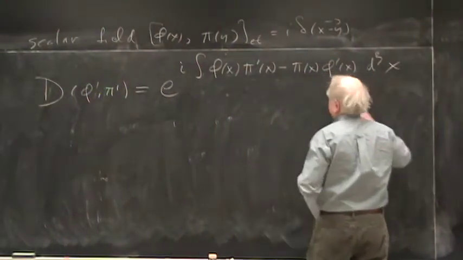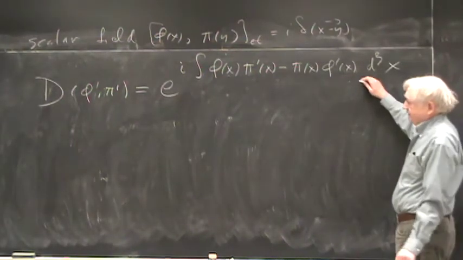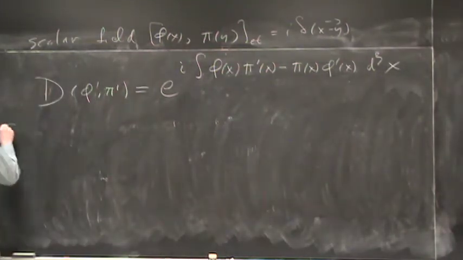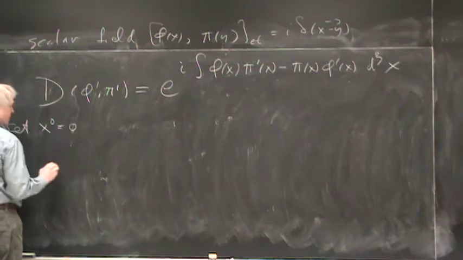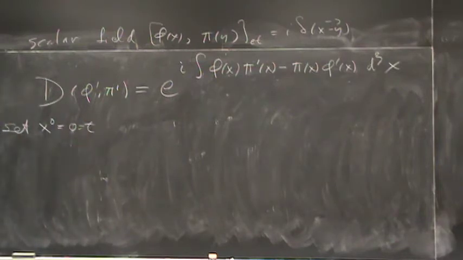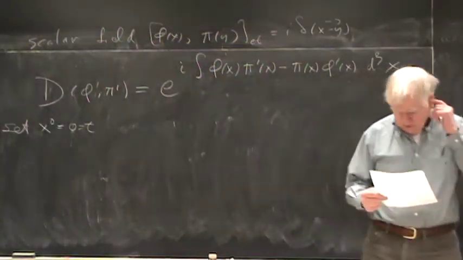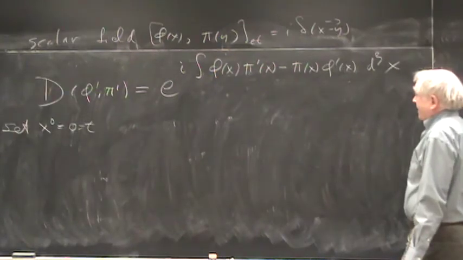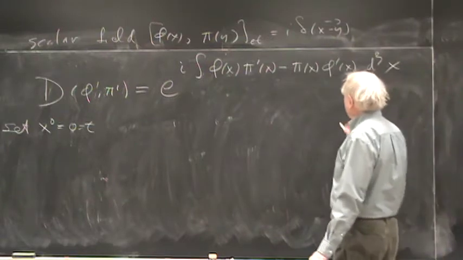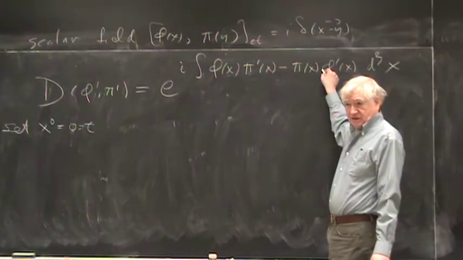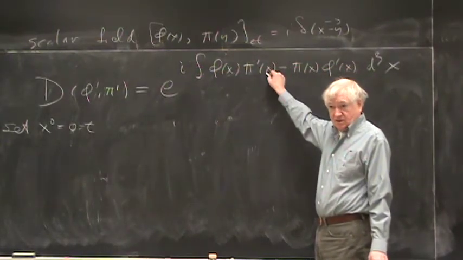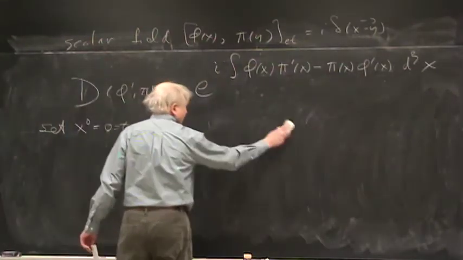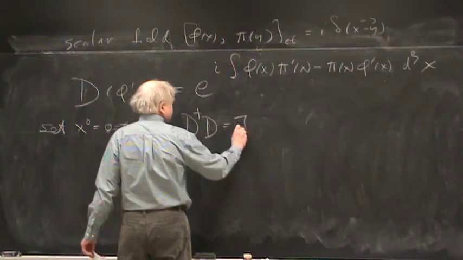So you're integrating. These are all at some time t, and in fact, the simplest thing is to set x0 equal to 0. In other words, t equals 0, and you define that as the displacement operator. Then what you can see, first of all, is that this is a unitary operator because the structure up here is Hermitian, assuming phi prime and pi prime are real, and we have an i here. So you have D adjoint D is the identity operator.